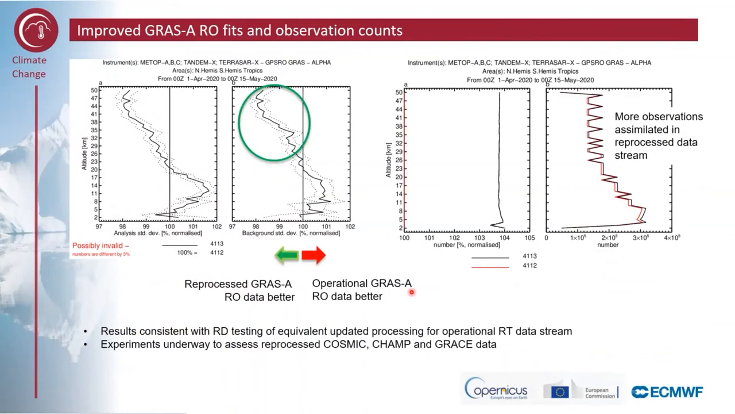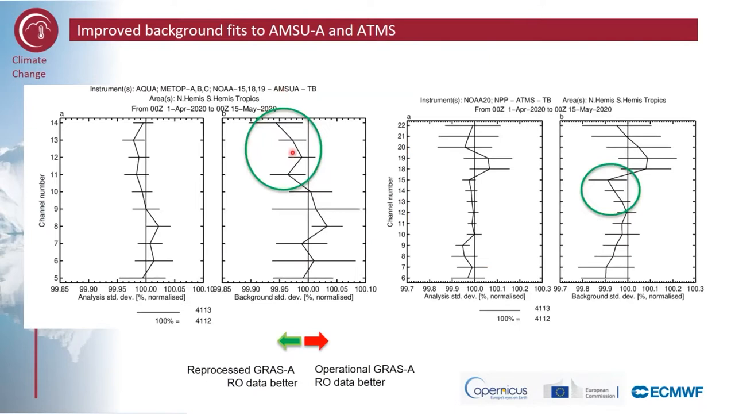So the GRAS data from GRAS A shows improvements in the background fits. We get more observations through. We're repeating these OSEs for the other RO missions. When you look at independent data sets, in this case, AMSU-A stratospheric channels, and ATMS stratospheric channels, you see that the GRAS has improved in the stratosphere.